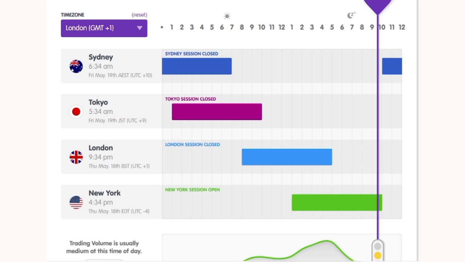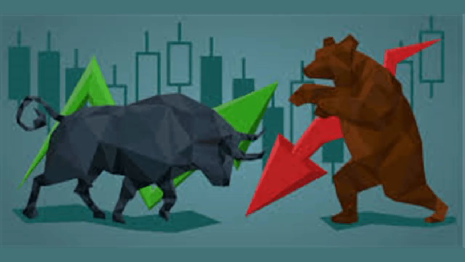So trading volume is usually medium at this time of the day. That is when you will see the main chart when you go to the time zone. So there are some things you need to know. You hear sometimes in the market, they tell you the market is bullish. They tell you the market is bearish. Sometimes you might be shy to ask the meaning. Sometimes you might not even know the meaning. But everybody is just saying the market is bullish, the market is bearish, and sometimes you might be confused.